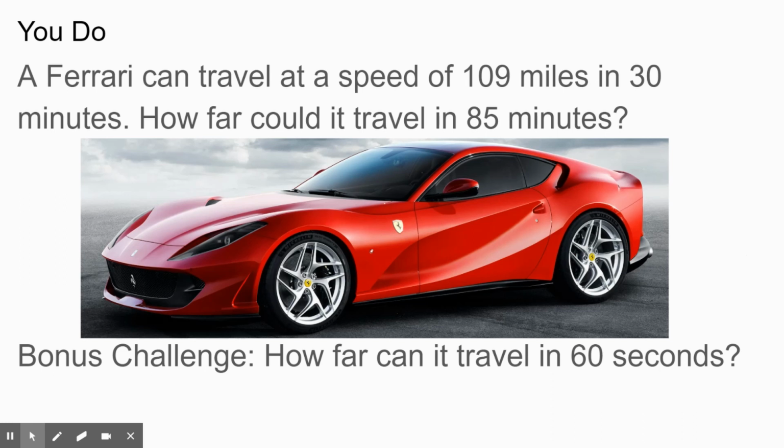One thing I want to point out with this one is that your unit rate isn't necessarily going to be a whole number. You're still going to have a 1 on the bottom, but the top number is going to be a decimal, so watch for that.